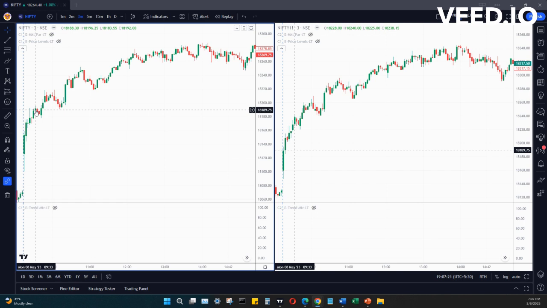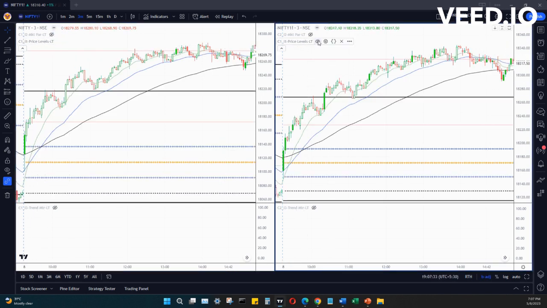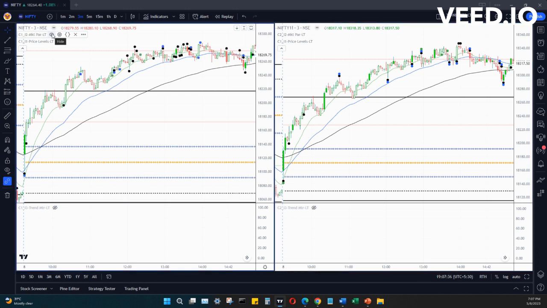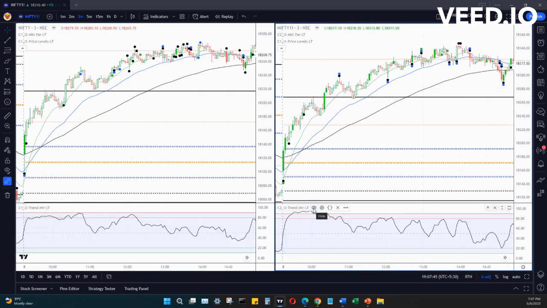So let's apply the indicators and see what kind of entry and exit signals the indicators would have given us. I'm going to bring on the three indicators. The first indicator is the locations. The second indicator is the participants, which are indicated by the three dots, the blue, black, and green. And the third indicator is the trend meter, which shows us the strength of the trend.